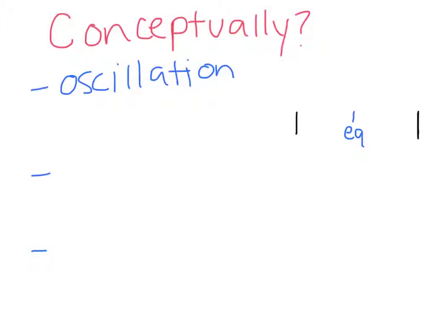Let's take an example from mechanics. Let's say you have a wall here and a spring with a block attached to it. The block has some mass m. And then let's say you compress the spring so that it's right here. You've moved it away from the equilibrium.